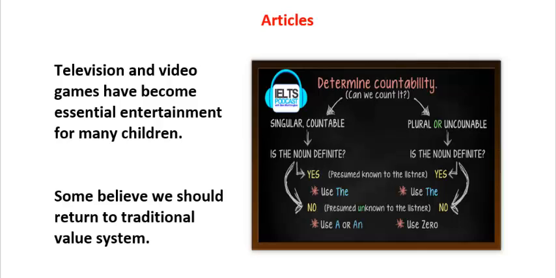So the first error by far is articles. Have a read of the 2 sentences on the left. Television and video games have become essential entertainment for many children. Some people believe we should return to traditional value system. Now you should know that you need an article, a, the, an, or perhaps 0 article before a noun.